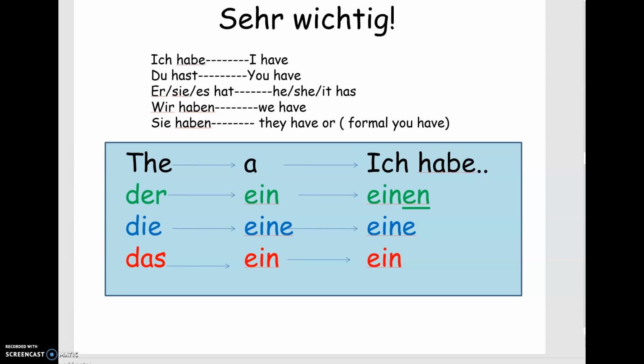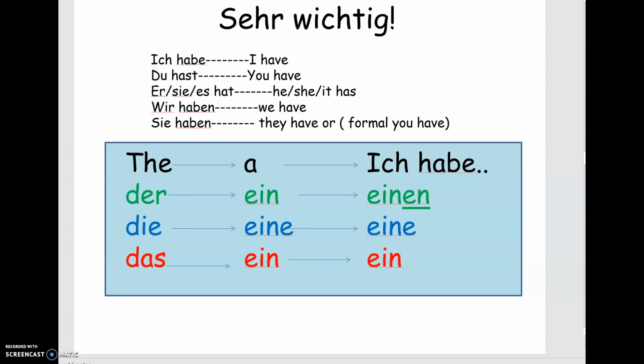So when we're looking at der, die, and das words, there are also 3 ways of saying a in German: ein, eine, or ein. But then that ein can change again after habe. So when we say ich habe, after habe, masculine words will change to einen. Feminine, eine, and neuter, ein.